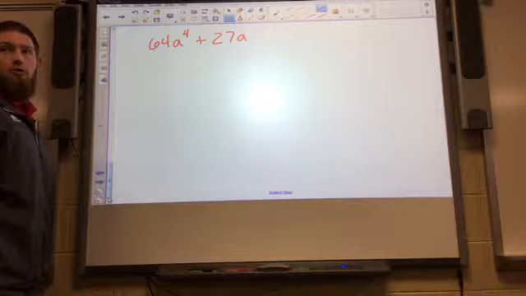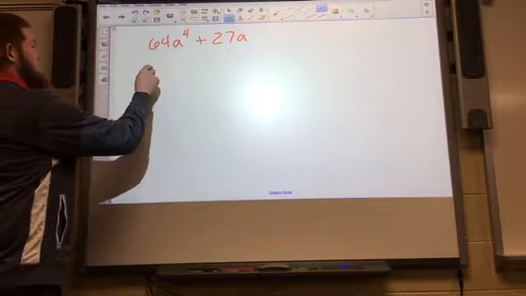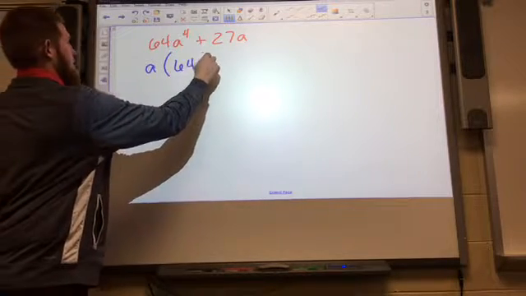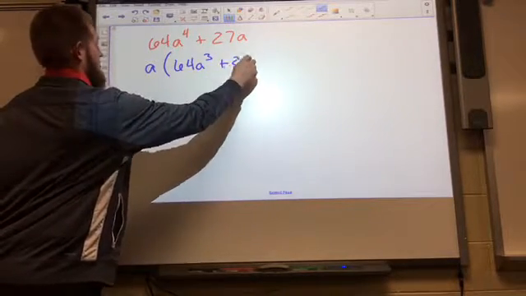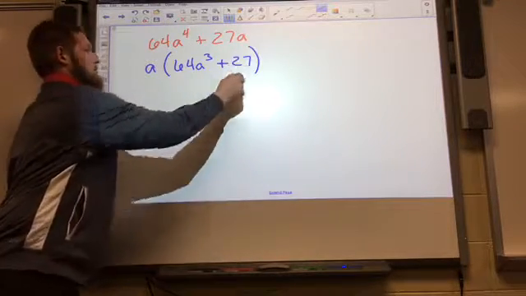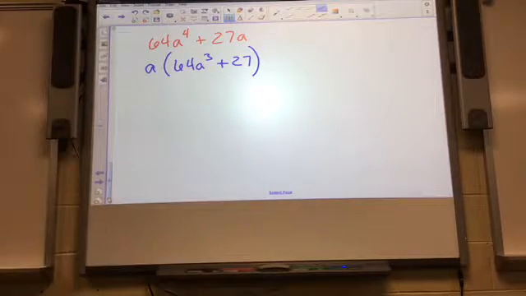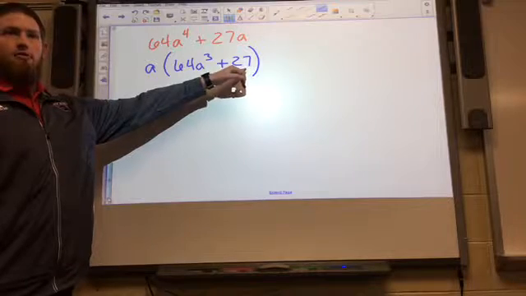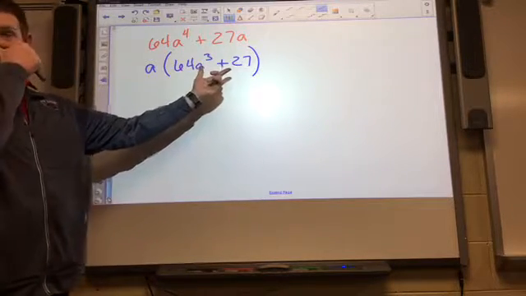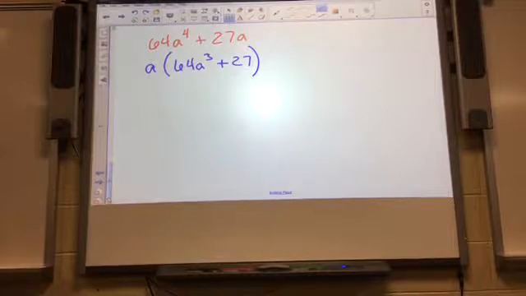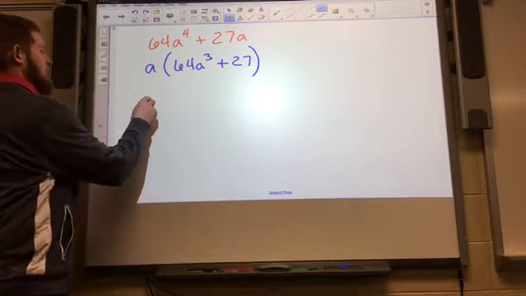What can I take out of both of those? An a. So I take out my a, I'm left with 64a cubed plus 27. You have to decide, is 64 a perfect cube? Yes, it is. And I know 3 cubed is 27. Yes, so this is a what? Sum of two cubes. Good. So I'm going to keep my a.